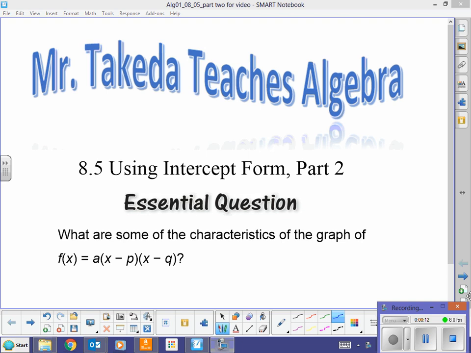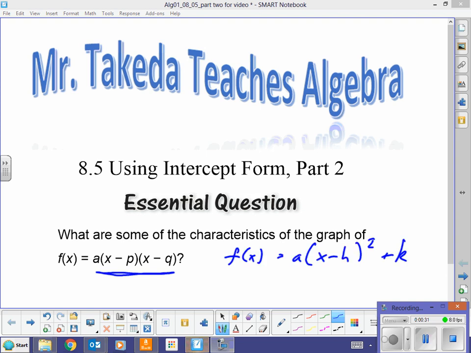This is part 2 of lesson 8.5, and we're still exploring graphs and the intercept form. Okay, so this is a factored form. We know that we can use the intercept form, the vertex form. So we have the two intercepts here. We have the vertex here and here.